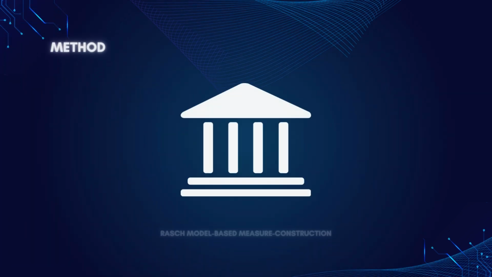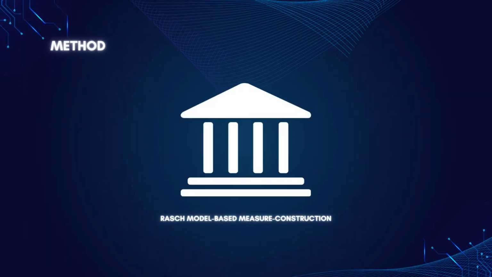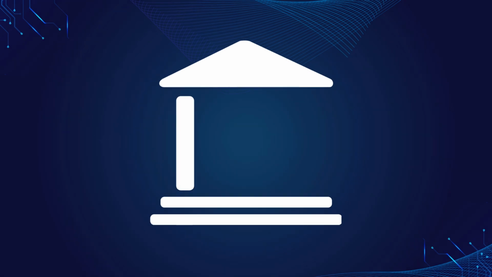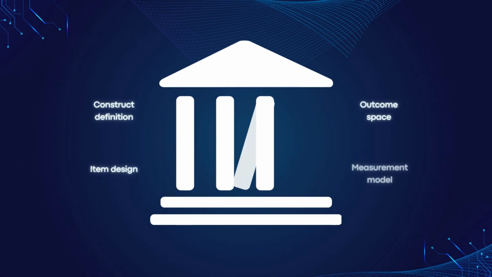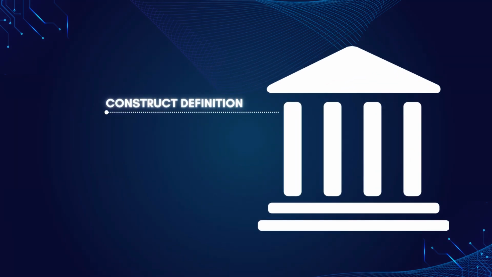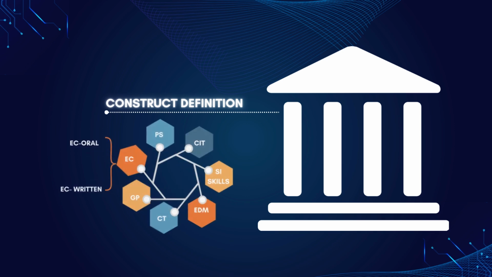The researchers set up the Rasch model-based measure construction through 4 steps: construct definition, item design, outcome space, and measurement model. In the construct definition phase, the researchers created a clear construct map that defined 8 generic intended learning outcomes used in the item bank.